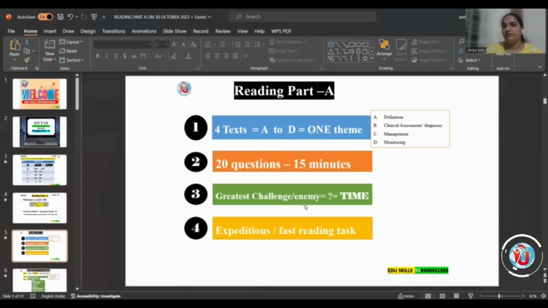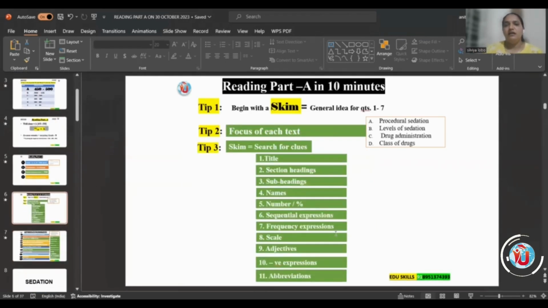The greatest challenge of any is our time. Expectation and fast reading are most important in reading Part A. How to complete our Part A in 10 minutes? There are some tips. Begin with a scheme, a general idea for questions 1 to 7. Tip 2, focus on each text. Scheme for clues like title, section heading, subheadings, names, numbers, percentage, sequential expression, frequency expression, scale, adjectives, negative expression, abbreviation.